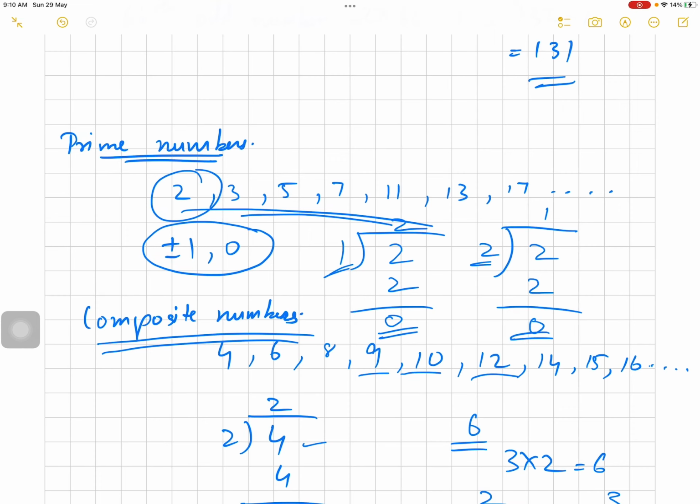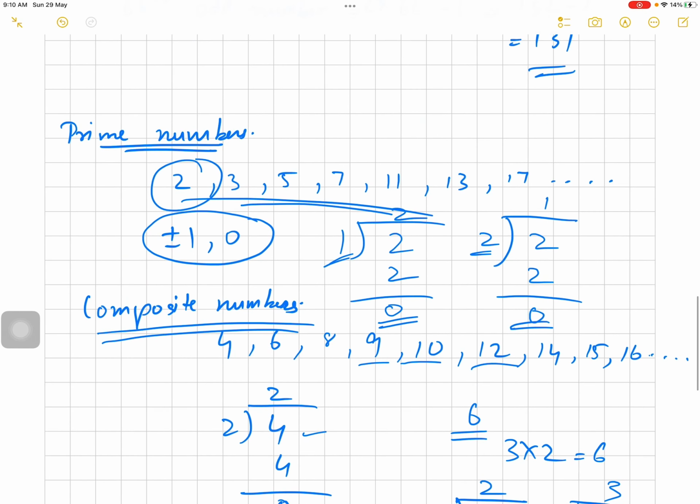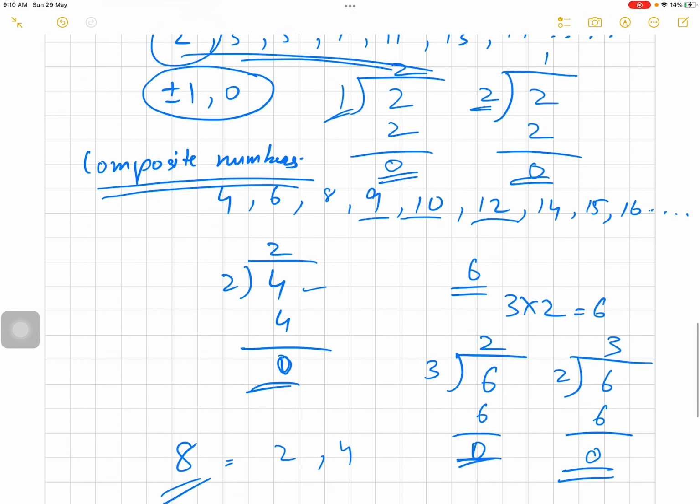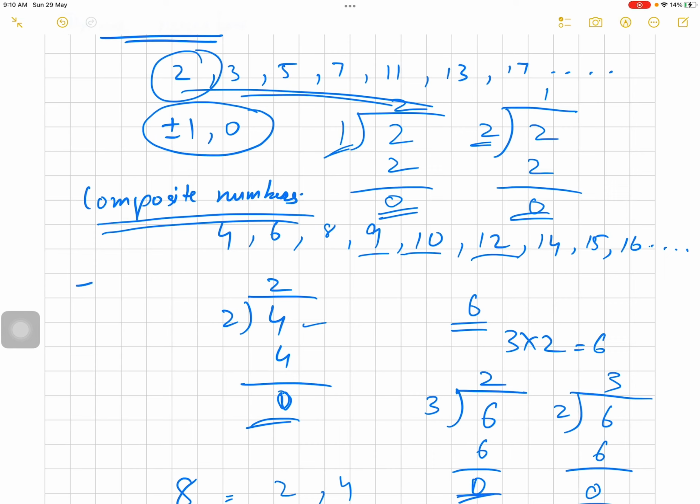Even 3 is divisible by 3 and 1 only. So it is a prime number. 5 is divisible by 5 and 1. That's it. It's not divisible by any other number. So prime numbers are those numbers which are divisible by 1 and itself only. Composite numbers are those numbers which are not prime numbers. When it comes to plus and minus 1 and 0, they are neither prime nor composite numbers.